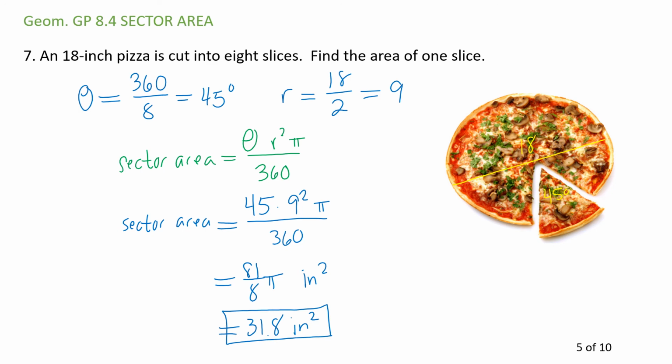We're talking about 1/8 of the pizza. So the actual pizza is 254 square inches. Divide by 8 and you get 31.8. And that's that.